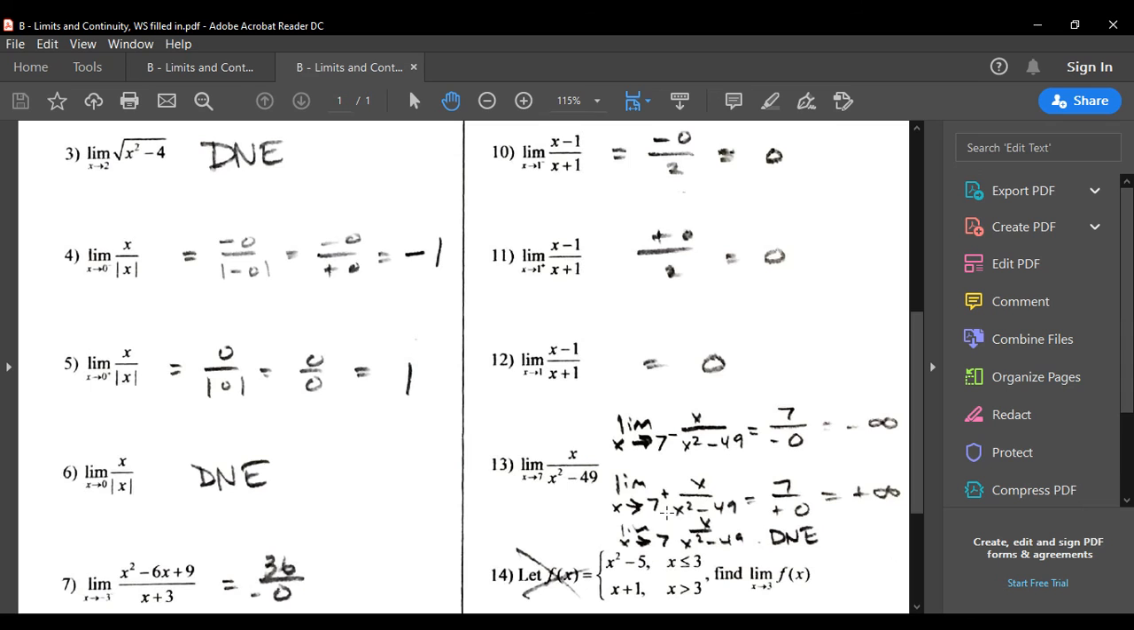Approaching 7 from the positive or right-hand side, 7 divided by x squared minus 49 is going to be 7 over a very small positive number, because just slightly greater than 7 is going to be just slightly greater than 49 when you square it. So that's going to be just slightly greater than 0, so that's going to approach positive infinity. And since these two do not agree with each other, the overall limit does not exist.